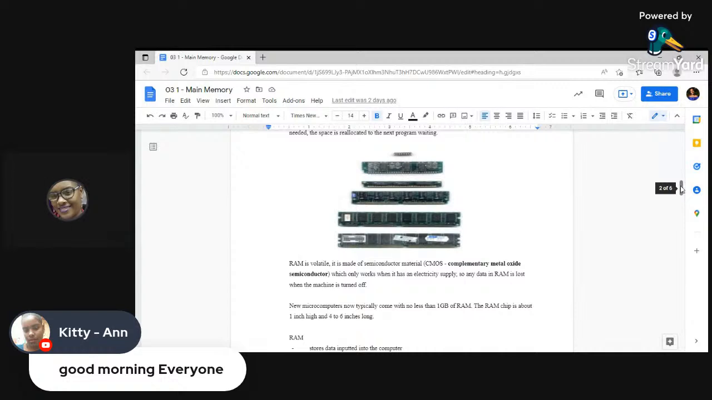So these now are images that would represent how your RAM chip can look. And that is the part that I was saying, that RAM is volatile, meaning that once there's no electricity, all your data will be lost. And here it is saying it is made up of semiconductor material, CMOS. I'm sure this is not the first time you're hearing of CMOS, CMOS battery. Everybody must hear about that once they have a computer system. So CMOS stands for complementary metal oxide semiconductor.